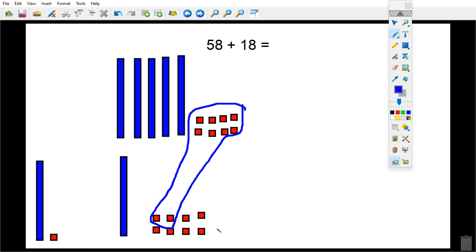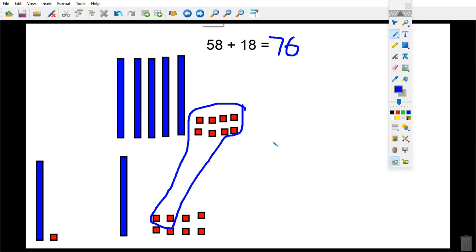So when I look at my answer, my ones, I've got 1, 2, 3, 4, 5, 6 ones. And then I have 1, 2, 3, 4, 5, 6, 7 tens. So 58 plus 18 would be 76. And that's kind of how the book teaches it as far as carrying over.